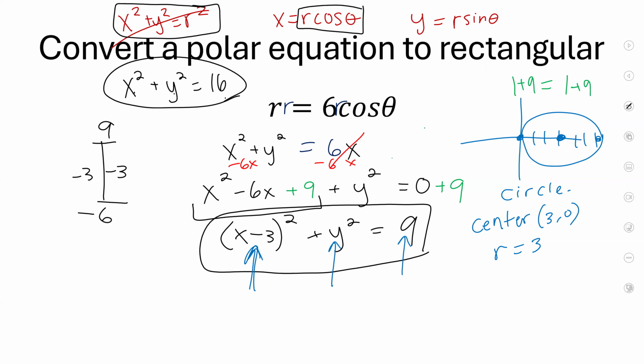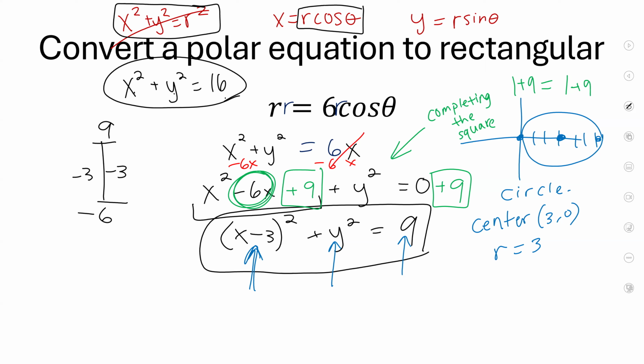I think this trick is called completing the square. And the way that you can come up with what number to add to both sides is take half of this and square it. So half of 6 is 3, square it, you get 9. That's how you come up with what to add.